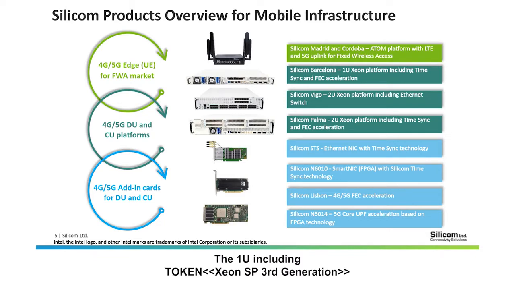The 1U including Xeon SP, third generation, that holds a capability to function as a DU and a CU. We have integrated forward error correction on the motherboard based on Intel ACC 100 and a time sync capability, range of ports starting with 8 and 12 ports, 10, 25 gig, and we have two add-in slots to cover more ports. The middle platform, you can see Silicom Vigo.